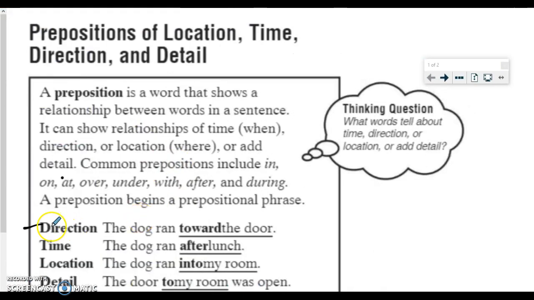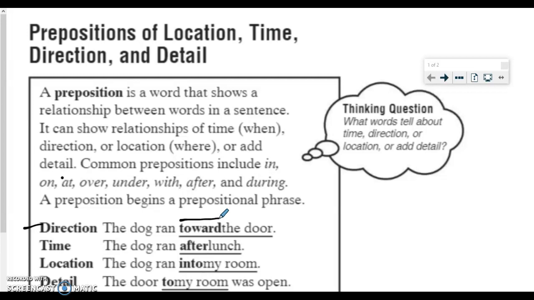Okay, if we look at the first sentence here, it says direction. The dog ran toward the door. Granted it's not saying north, south, east, or west, but it is still giving you a direction. It's still telling you which way he went. For time, it says the dog ran after lunch. It could still be before lunch. Either one is still a preposition, but it also tells you a time. Not a specific time, but it still is giving you a time.